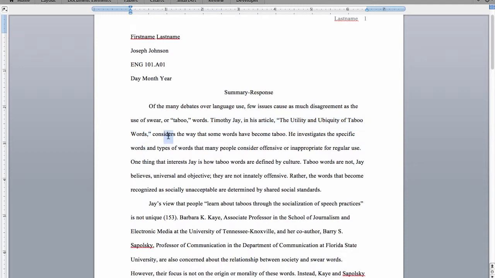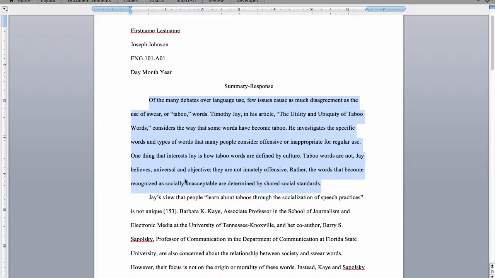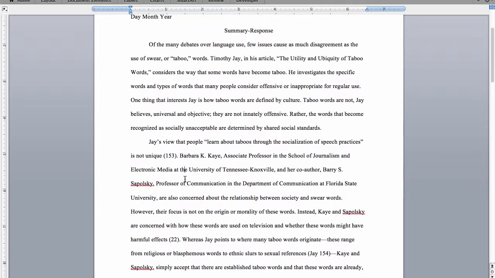And then it talks about an idea, considers the way that some words have become taboo. This is a summary response, so right now I'm summarizing ideas from that article. Taboo words are not, Jay believes, universal and objective, they're not innately offensive. Rather, the words that become recognized as socially unacceptable are determined by shared social standards. So note here that this entire opening paragraph introduces a general concept, gives me a sense of what the topic of the paper is going to be, gets directly to the key text, and then summarizes the key text and its ideas. What's important here, though, is that that key text is being responded to by another text.